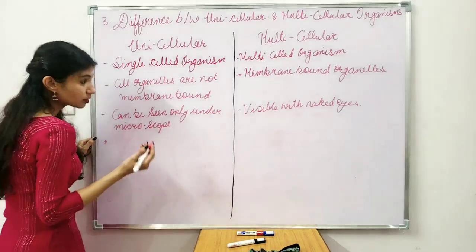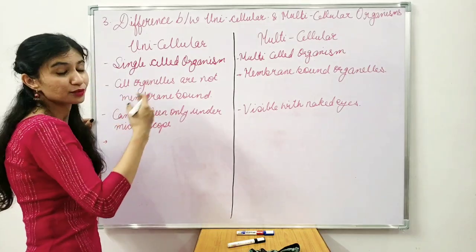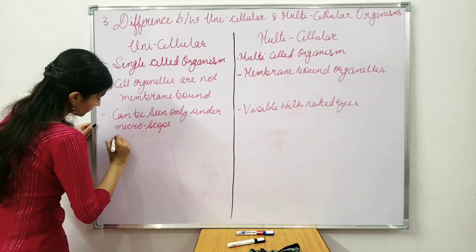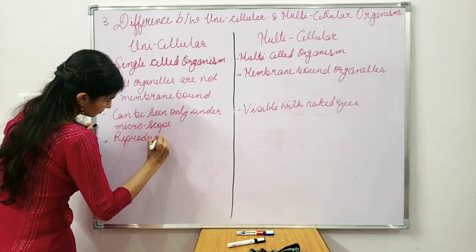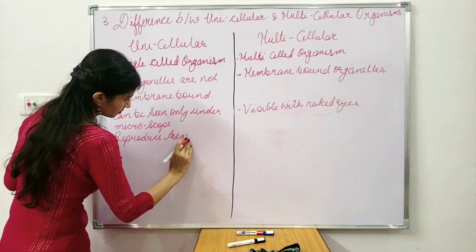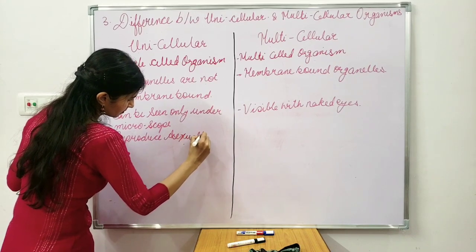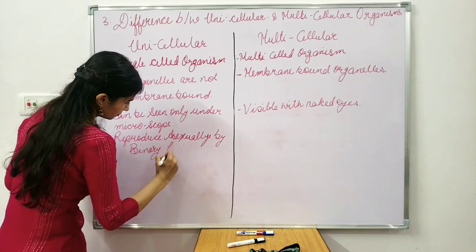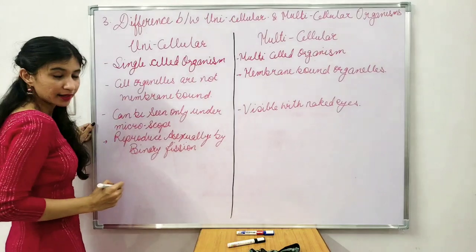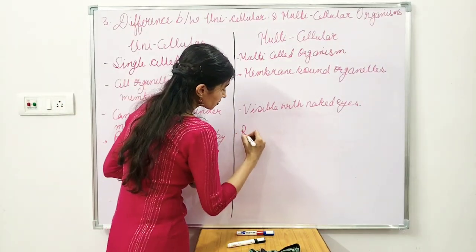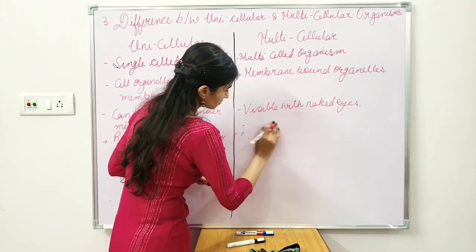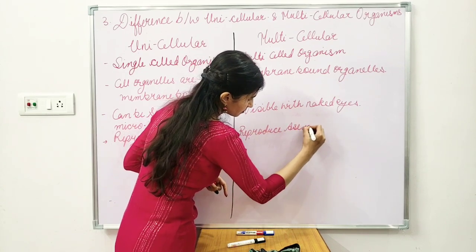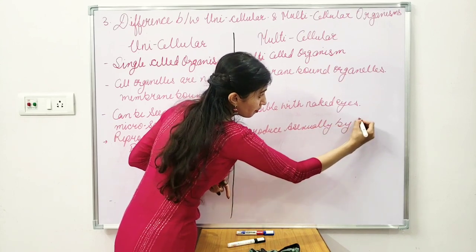Talking about reproduction, sexual and asexual reproduction occurs in both of the organisms. For the unicellular organisms, they reproduce asexually by binary fission. On the other hand, multicellular organisms reproduce asexually by mitosis.